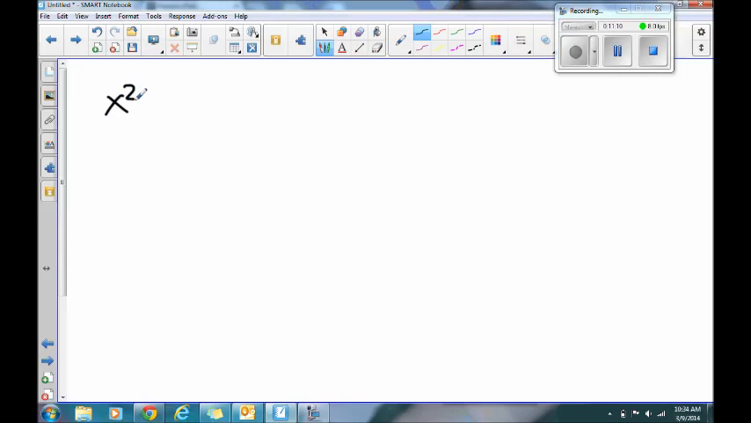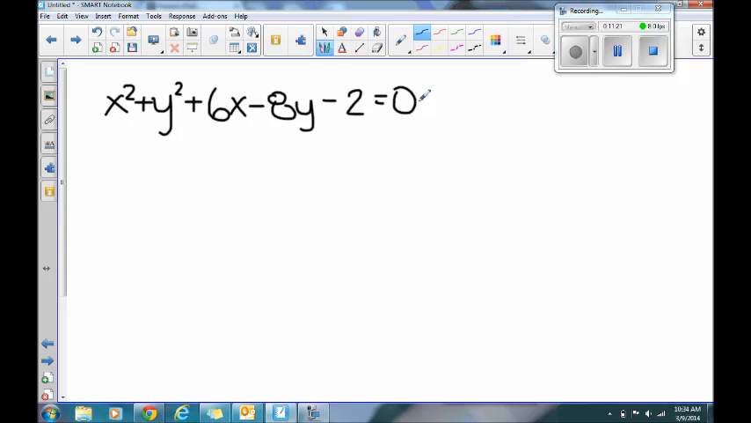So let's look at x squared plus y squared plus 6x minus 8y minus 2 equals 0. So pause the video, go ahead and try to complete the square twice on this one, put it in center radius form, and then turn the video back on and see if you were right.